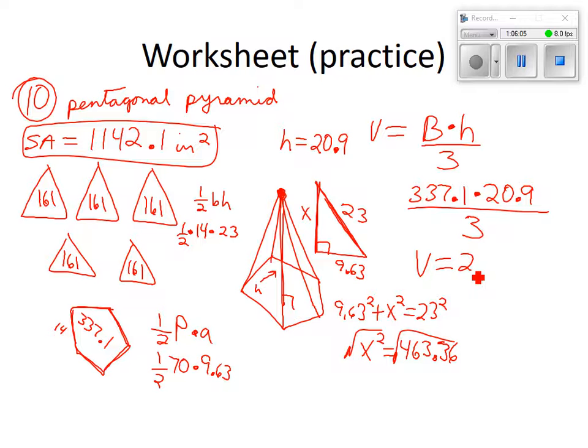2,348.46. That's just into 2,300 and what? 48.46. So about 0.5. Yeah. What's our units? Inches cubed. Inches cubed. Surface area, volume.